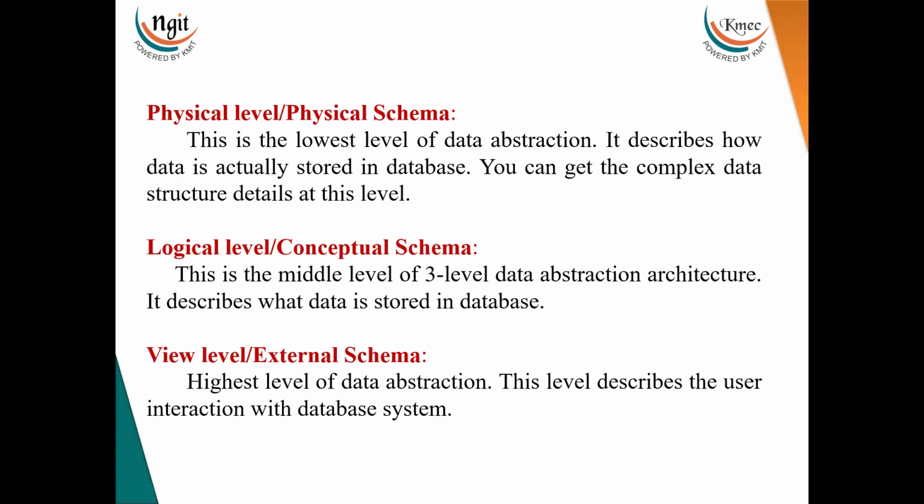Now, the same thing I have explained here. Physical level. What is the physical level? The physical level represents the lowest level of data abstraction. It focuses only on how the data is being stored, so it maintains complex data structures for the maintenance of the data. Second is the logical level. This is the middle level, and it describes what type of data is being stored in the database. And the third one is the view level, also called the external schema, which represents the highest level of data abstraction. This level describes only the user interaction with the database system. It does not bother about how the data is being stored or what type of data is being stored.